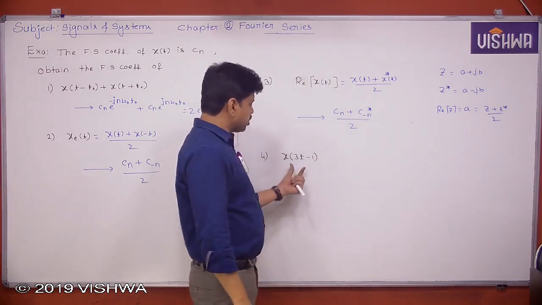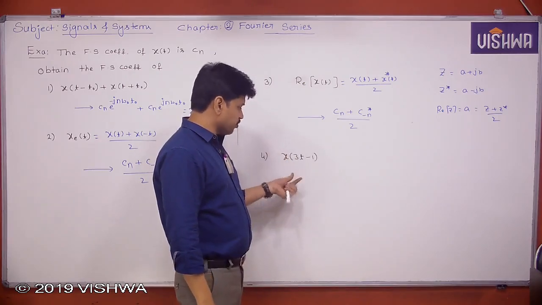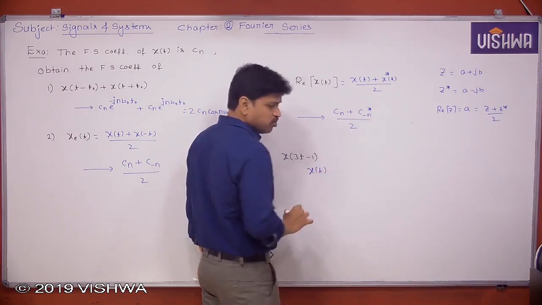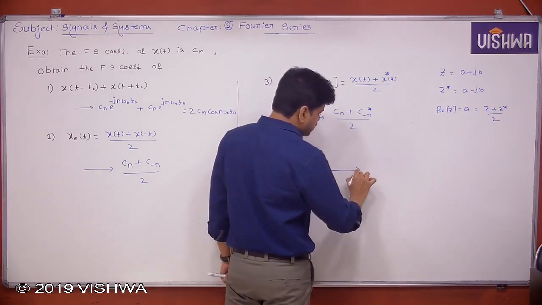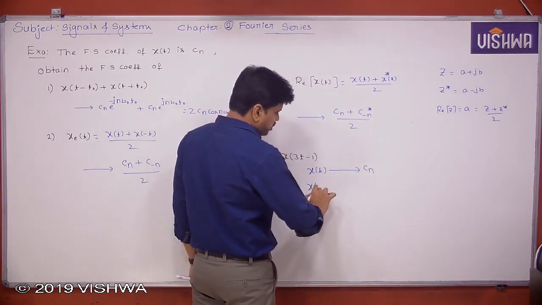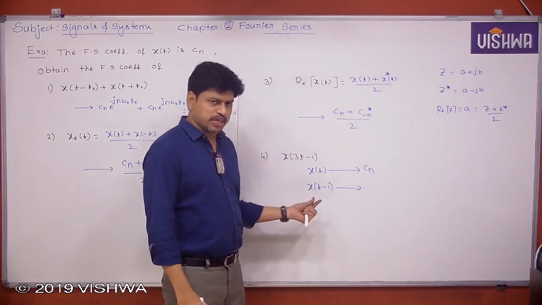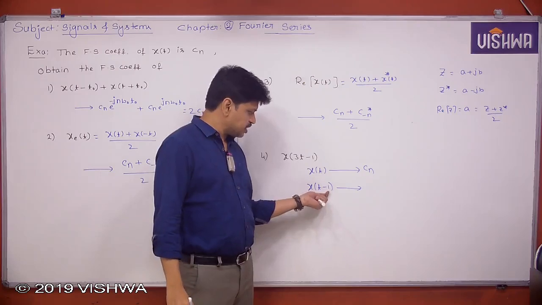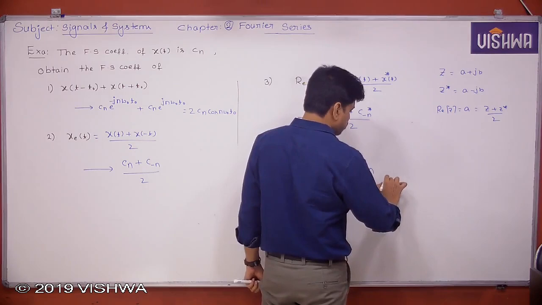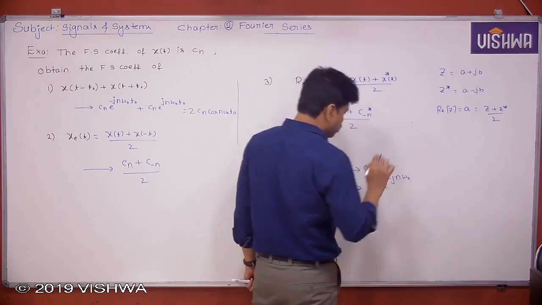Next, x of 3t minus 1. Whenever multiple operations are given, go for the properties one by one. Start from what we know: x of t has Fourier series coefficient Cn. Then x of t minus 1 is similar to the shifting property x of t minus t naught, with t naught equal to 1. Then Cn e power minus Jn omega naught t naught, with t naught equal to 1.